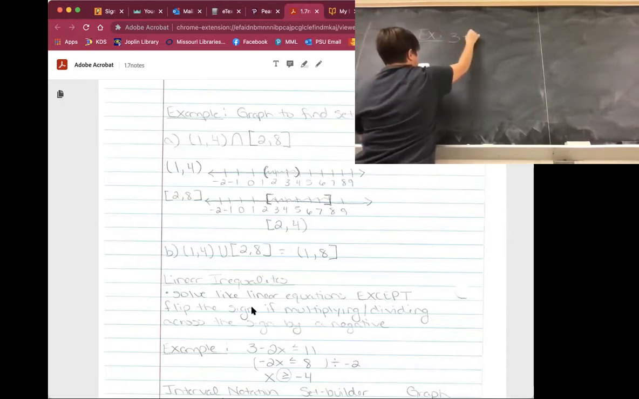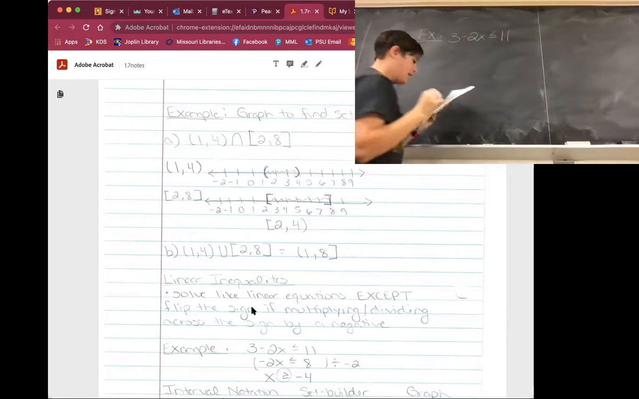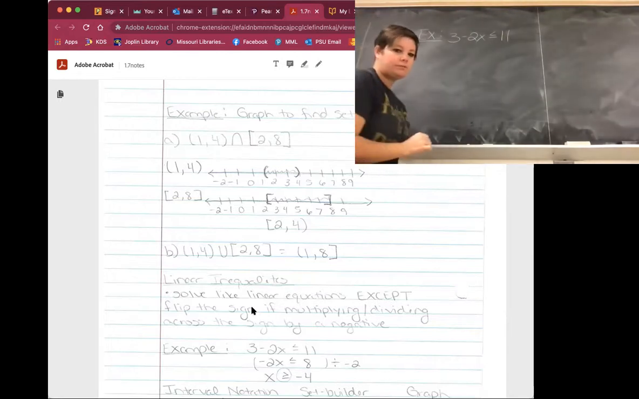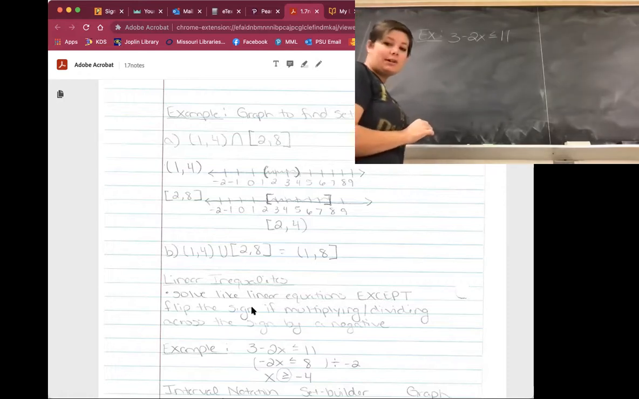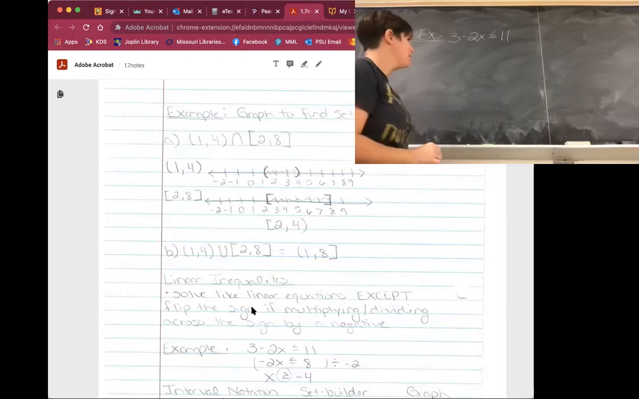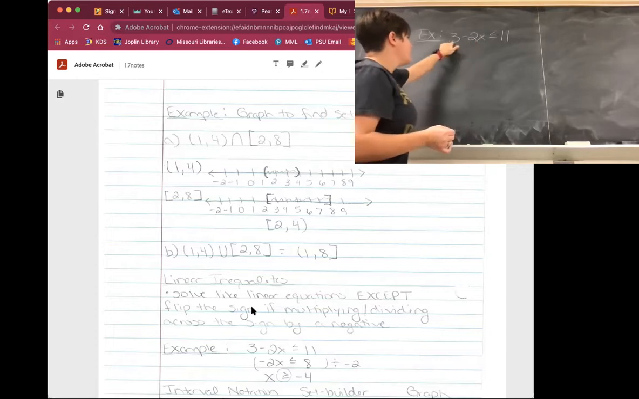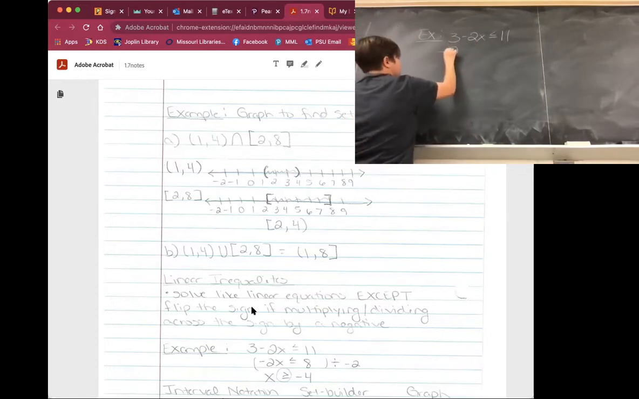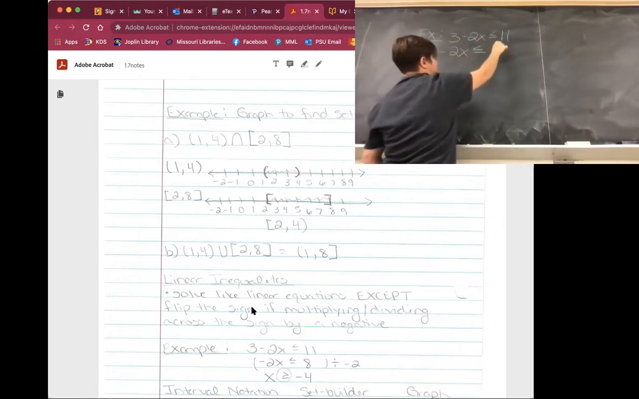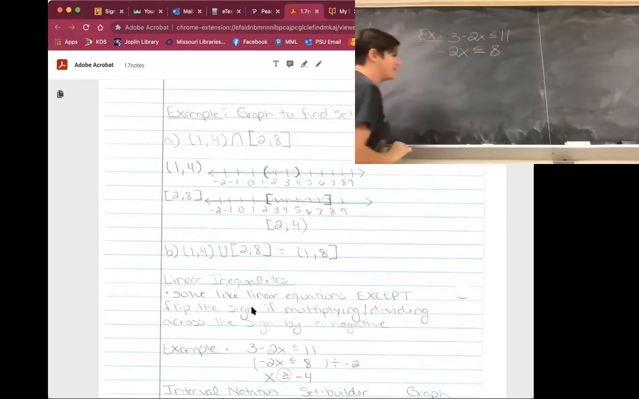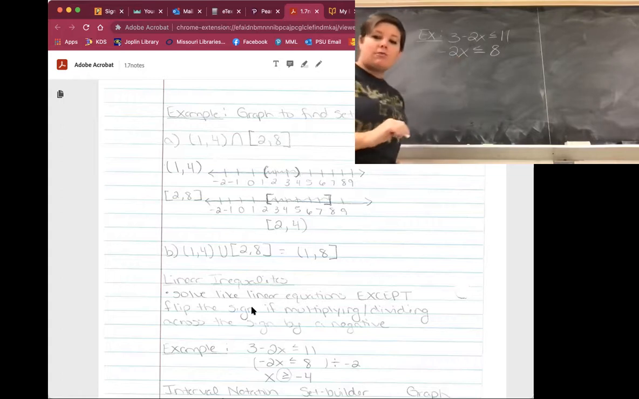We have 3 minus 2x is less than or equal to 11. So pretend like it says 3 minus 2x equals 11. We're going to solve it just the same way. We need to isolate our x. So I'm going to subtract my 3 over. That's negative 2x is less than or equal to 11 minus 3, which gives me 8. To isolate my x further, I would divide both sides by a negative 2.